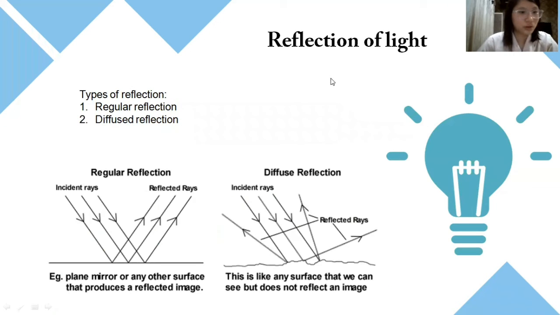Next is reflection of light. There are two types, which are regular reflection and diffuse reflection. Regular reflection has light rays that are parallel to each other and can only happen when light bounces off a smooth surface. While in diffuse reflection, the light rays go in random directions, and it happens because light bounces off a rough surface.